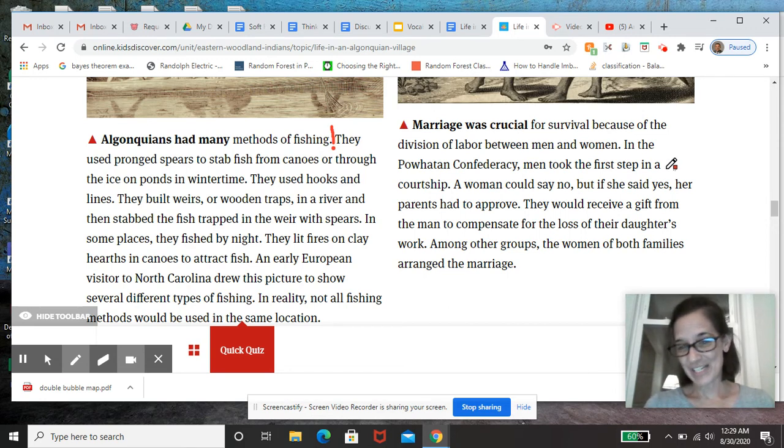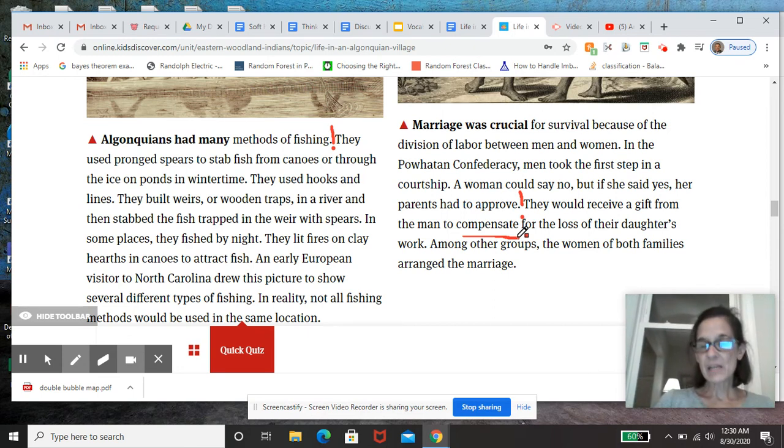Well, that's different, isn't it? I'm going to mark that. So marriage was very crucial, and parents had to approve. They would receive a gift from the man to compensate for the loss of their daughter's work. Compensate. I've heard compensation before. That means that you are being paid for something you're doing. So they are going to compensate, or pay, for the loss of their daughter's work.